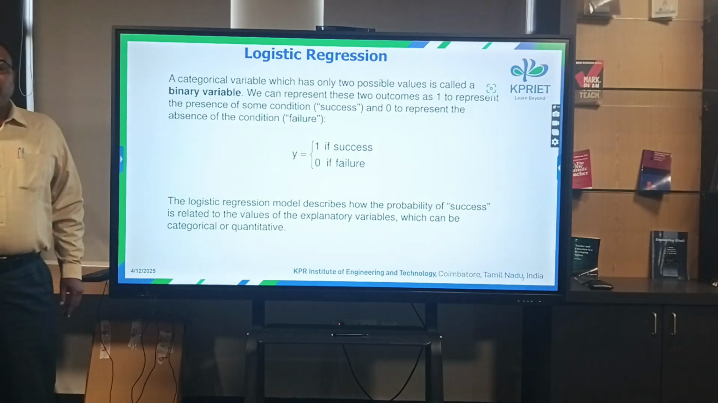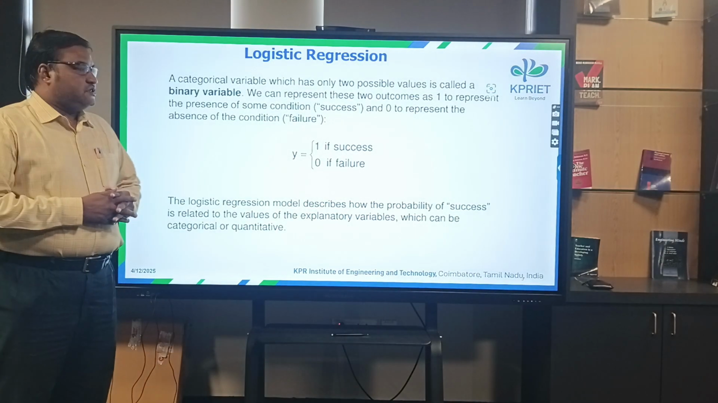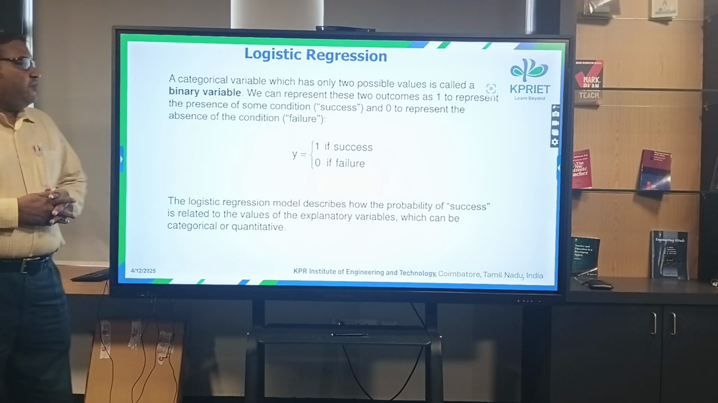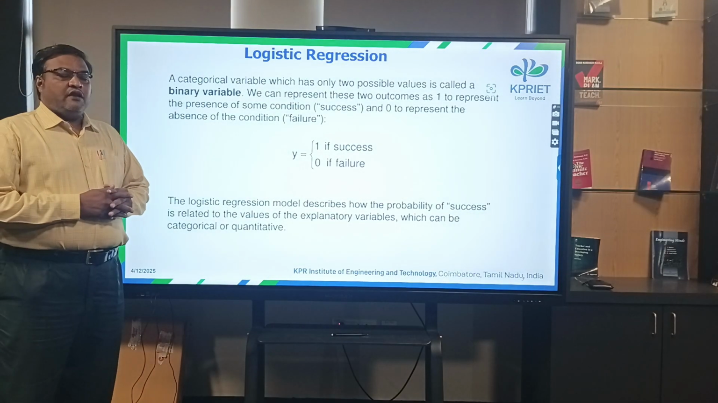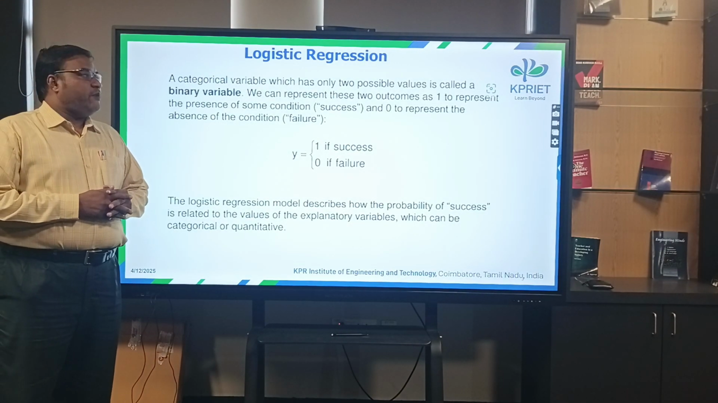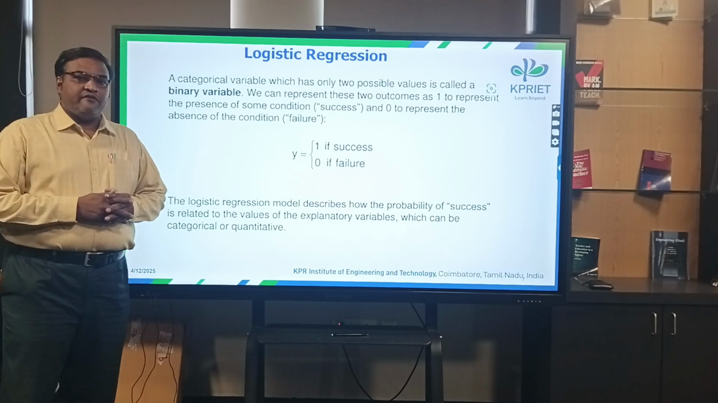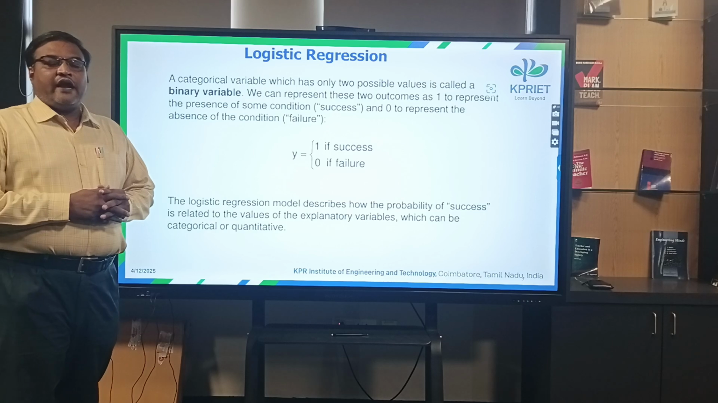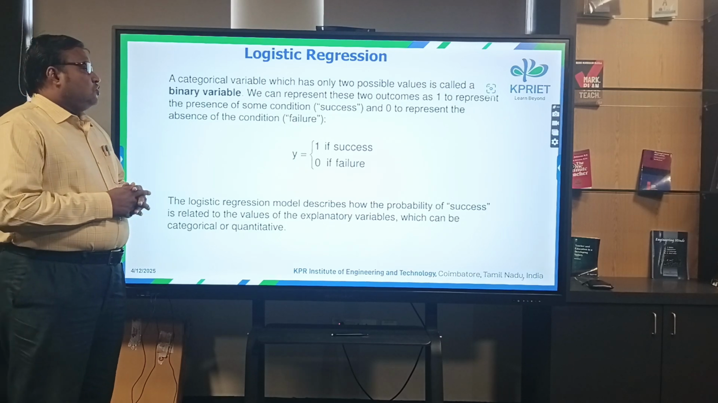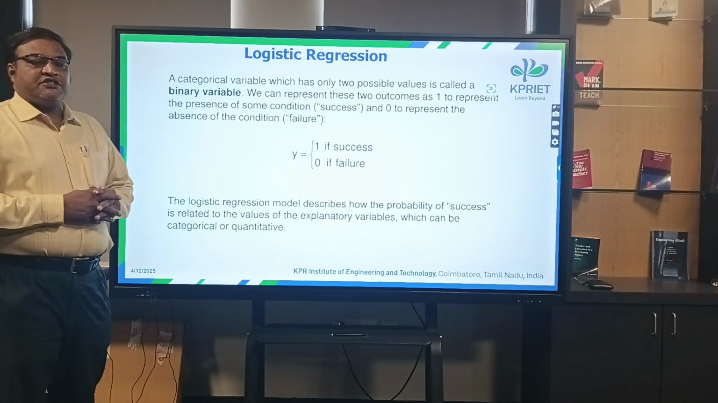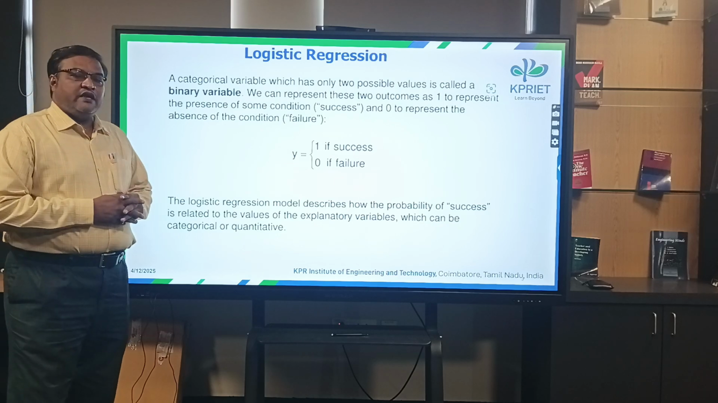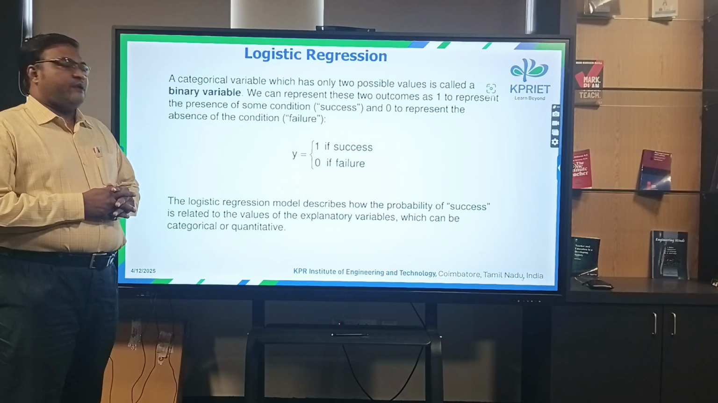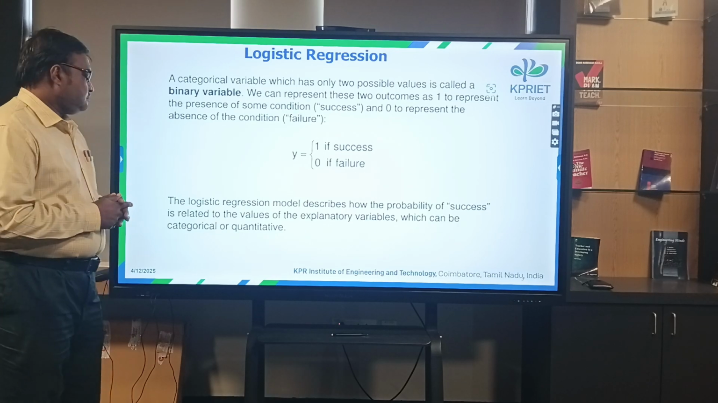Generally, how are we representing the values? In order to represent the variables and their values, we take a categorical variable which can take a maximum of two possible values, that is binary values, 1 and 0. In notation, y equal to 1 represents success, whereas y equal to 0 represents failure.